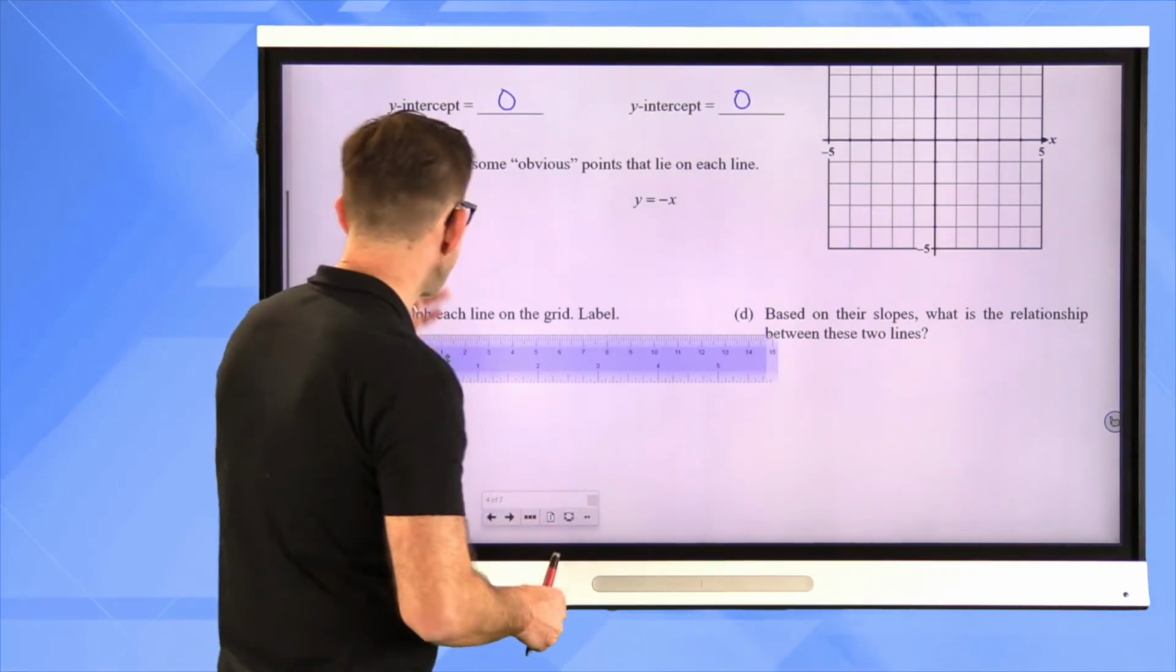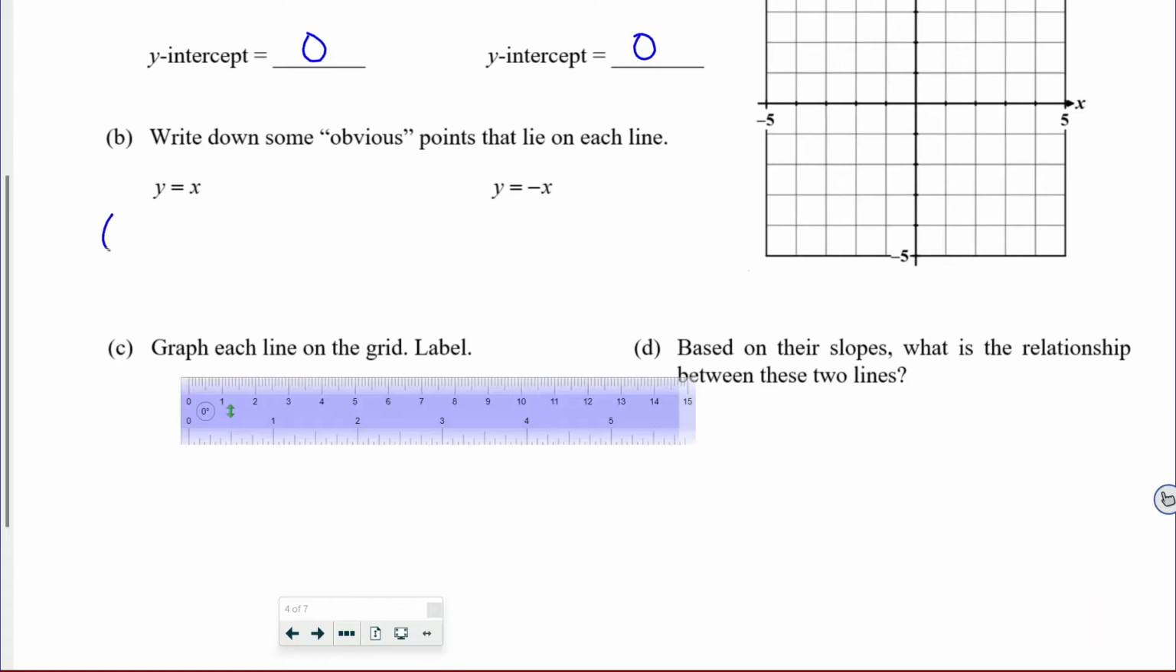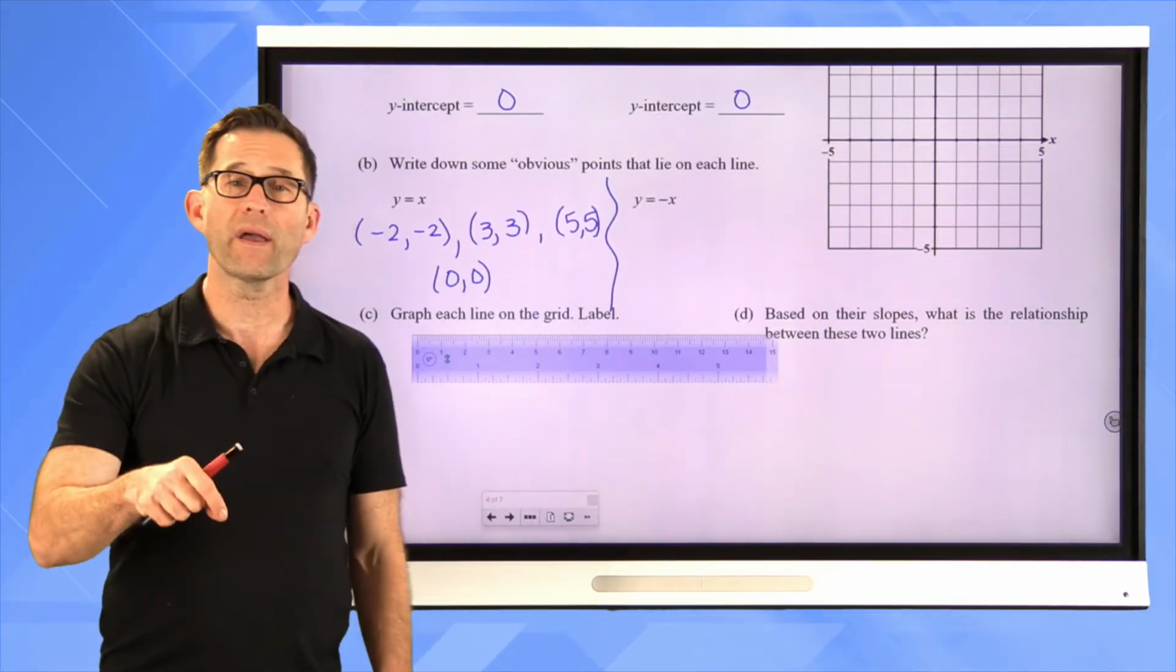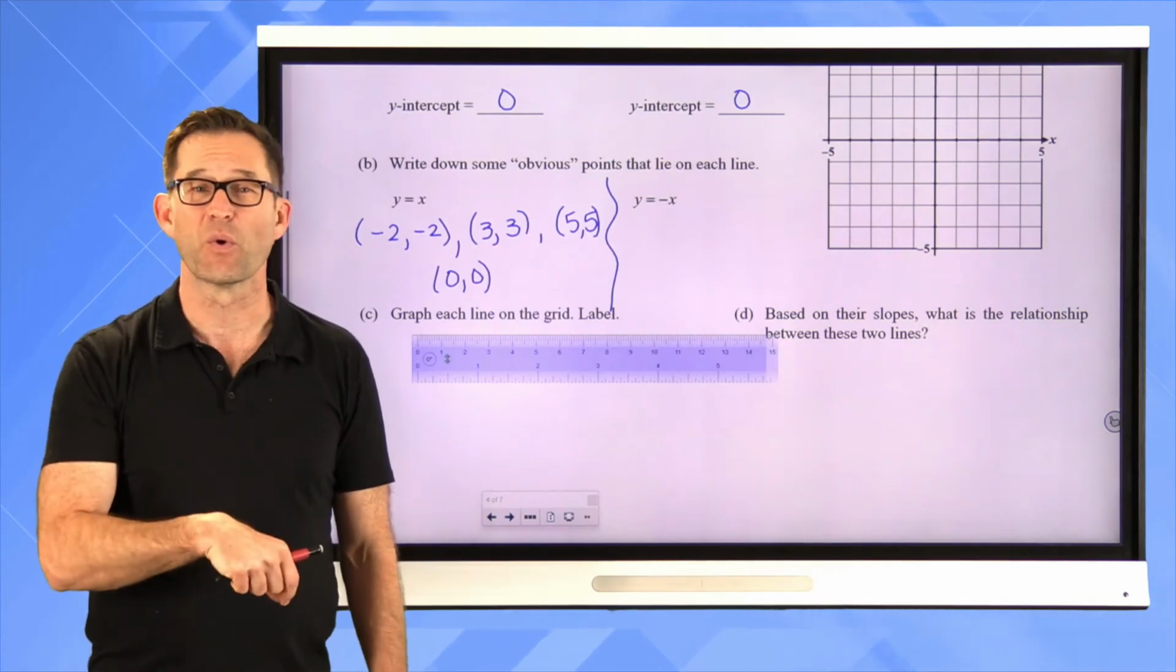So some obvious points that lie on y equals x are points like negative 2 comma negative 2, 3 comma 3, 5 comma 5. Shoot, I'll even put down the point 0 comma 0, right? All of those points are points where the y-coordinate is equal to the x-coordinate.